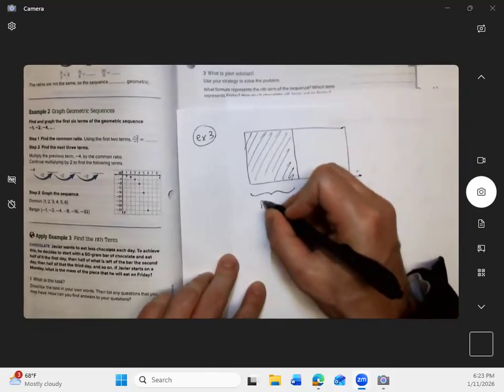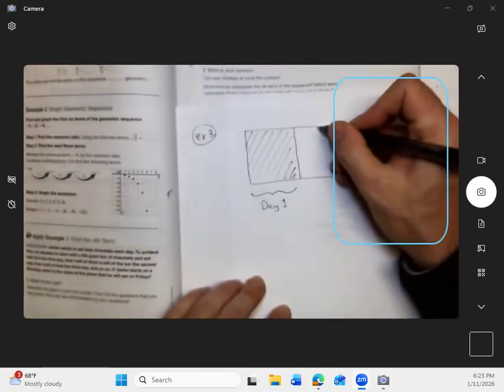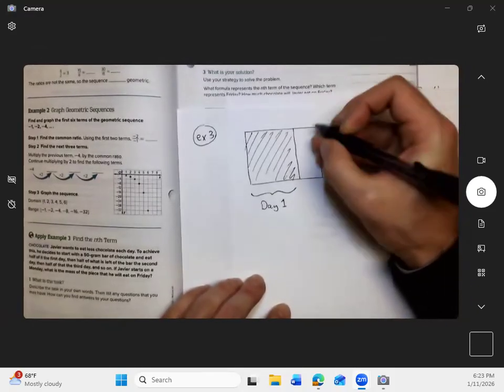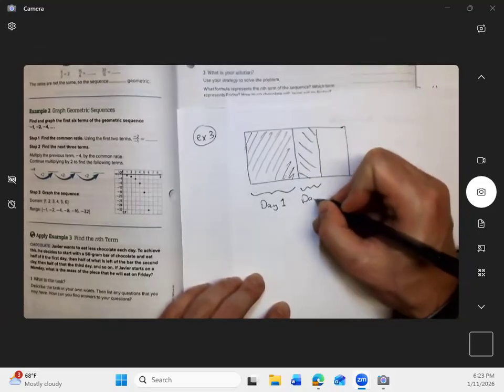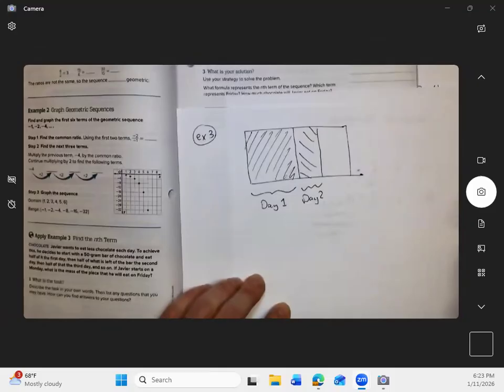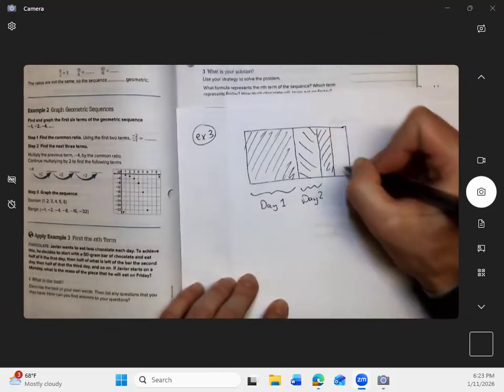That's day 1. Day 1, he eats half the chocolate bar, which means he has half of it remaining. So on day 2, he's going to eat half of that. So hash that in. All right, there's day 2. He's like weaning himself off the chocolate. Day 3, he eats half of what's remaining, which is this hashed bit right here.